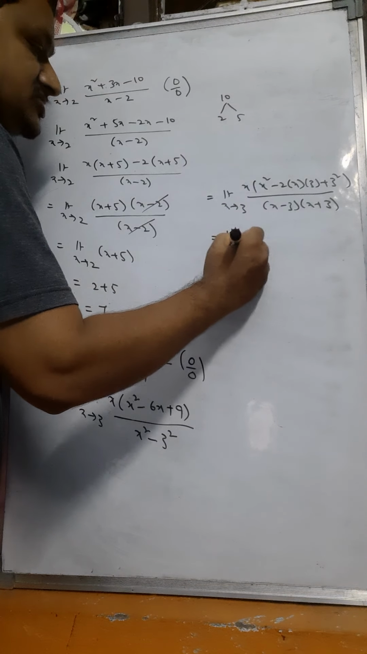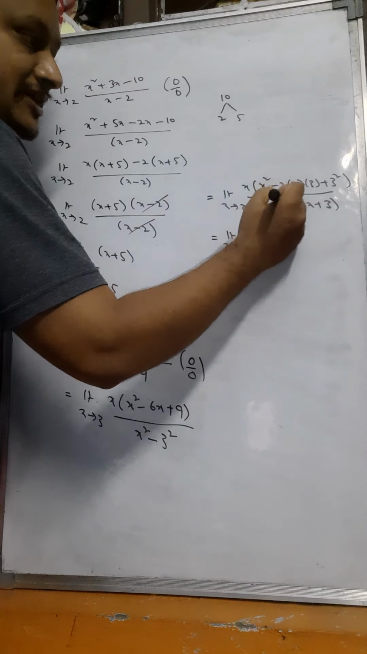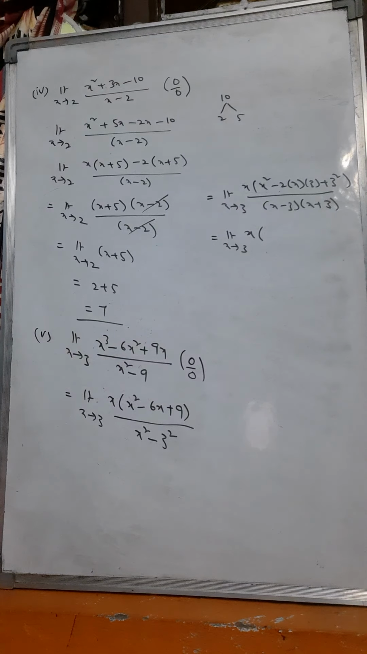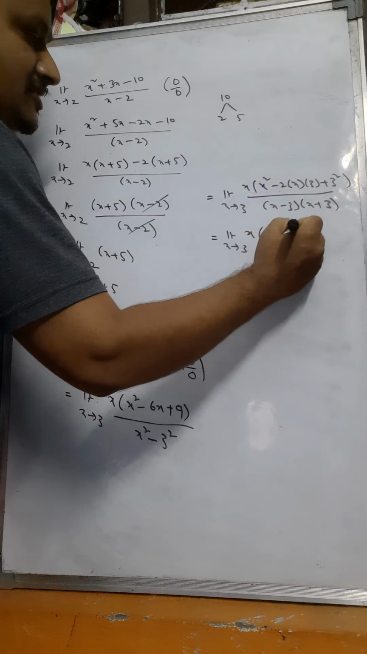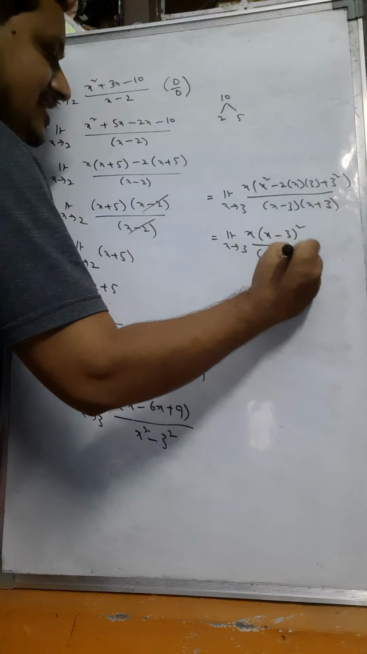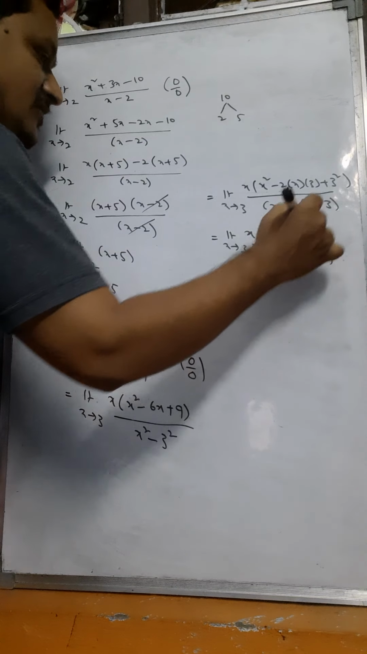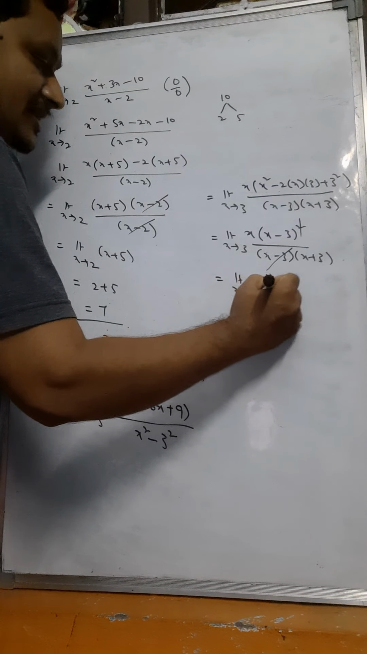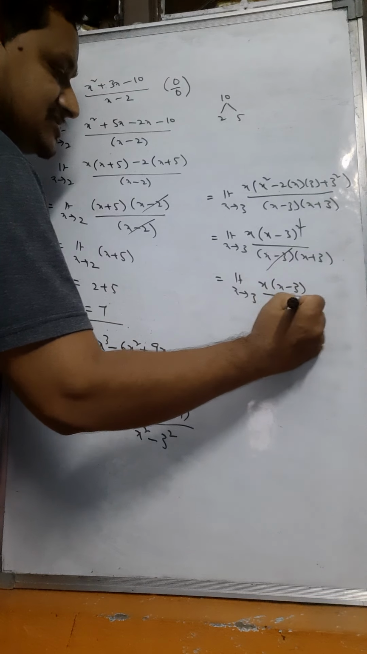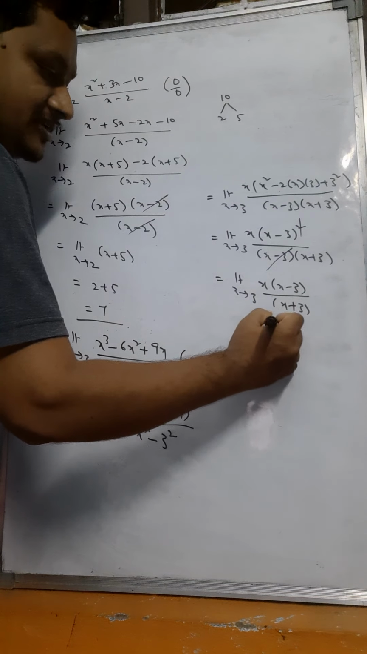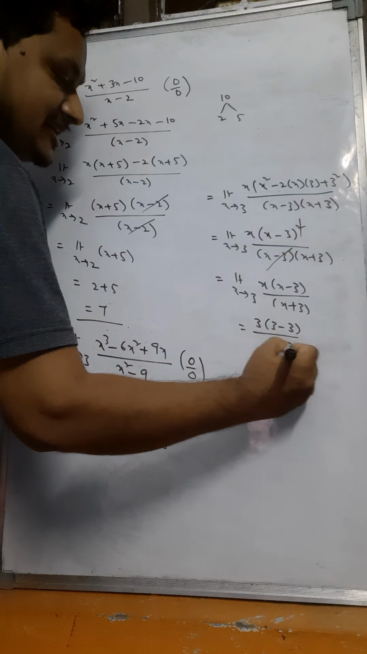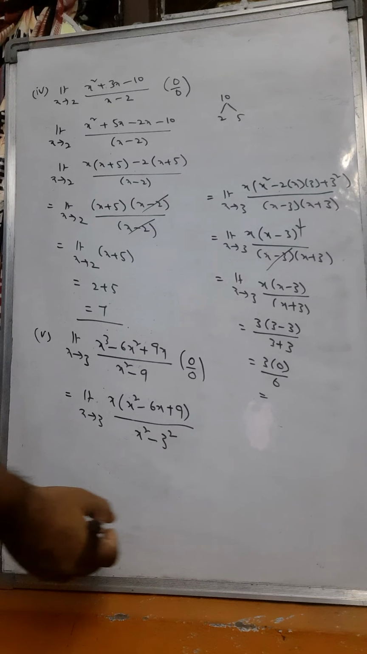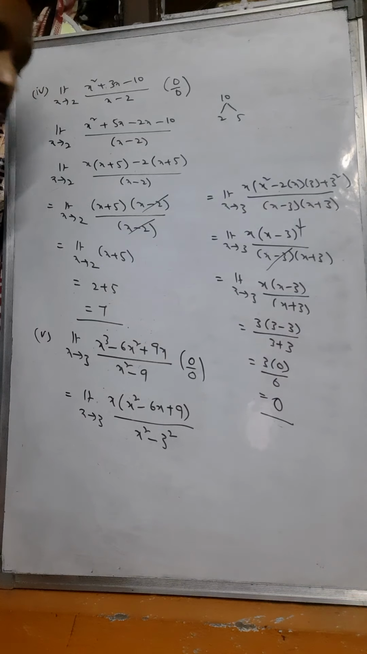That is equal to limit x tends to 3. x is common. Here x square minus 2ab plus b square is a minus b whole square. So that is x minus 3 whole square by x minus 3 into x plus 3. So here one of the x minus 3 will get cancelled. The remaining is limit x tends to 3, x into x minus 3 by x plus 3. So put x equal to 3. 3 into 3 minus 3 by 3 plus 3. So 3 into 0 by 6. Something into 0 is 0, and 0 by something is equal to 0.